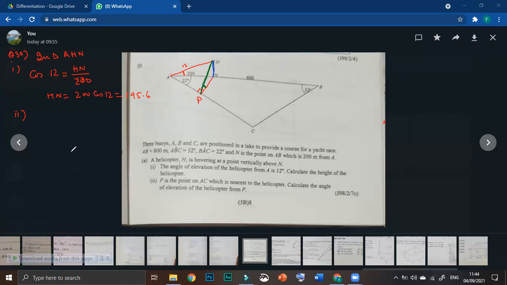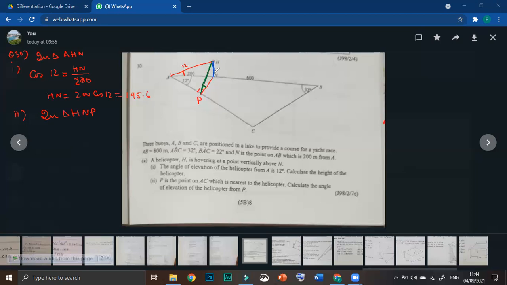H, A, P. We will choose a right angle triangle to find the angle. Please choose a right angle triangle to find the angle. H, N, P. Good. In triangle HNP, which angle is 90 degrees?